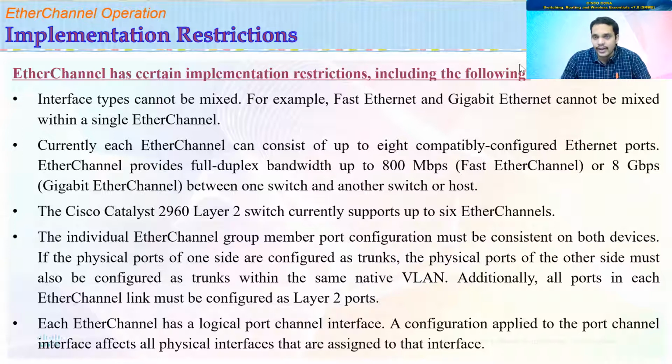But while implementing EtherChannel, there are certain restrictions that need to be followed. The first thing is you cannot mix interfaces. Fast Ethernet interfaces should only be bundled together, or gigabit interfaces should be bundled together. You cannot mix and match both. Also, currently each EtherChannel can consist of up to 8 compatibly configured Ethernet ports. And the Cisco Catalyst 2960 Layer 2 switch currently supports up to 6 EtherChannels. The individual EtherChannel group member port configuration must be consistent on both devices.